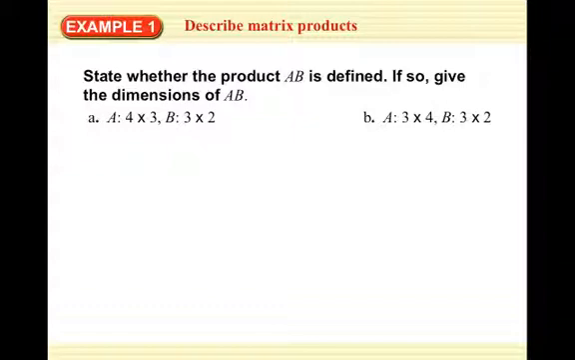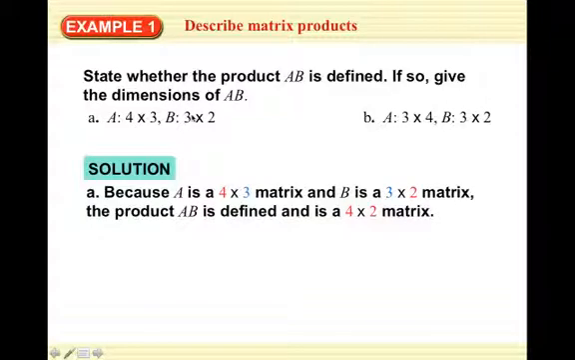Okay, we're going to state whether the product AB is defined, and if so, give the dimensions of AB. For example A, matrix A is 4 by 3 and matrix B is 3 by 2. If we write 4 by 3 next to 3 by 2, those middle numbers match. So that means the product AB is defined and the dimensions will be 4 by 2. You just look at the outer two dimensions. The rows of A and the columns of B tell you the dimensions of the new matrix.